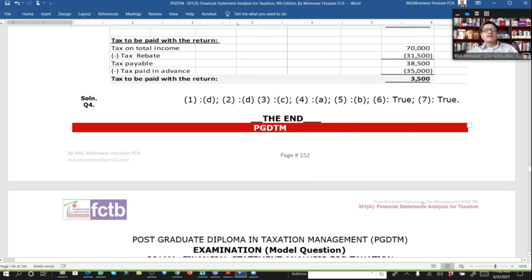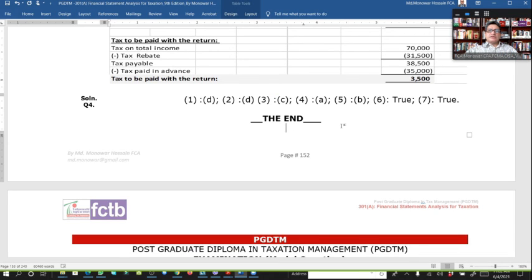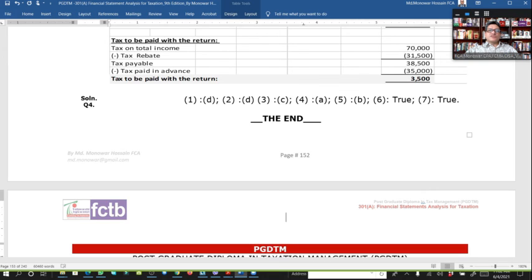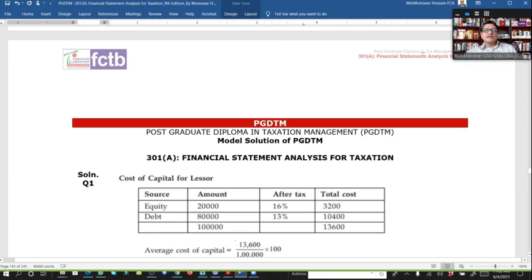And also, this is the model question. We can discuss it with this one. This one is also put on the question side. This is the model question, and the solution is also here.